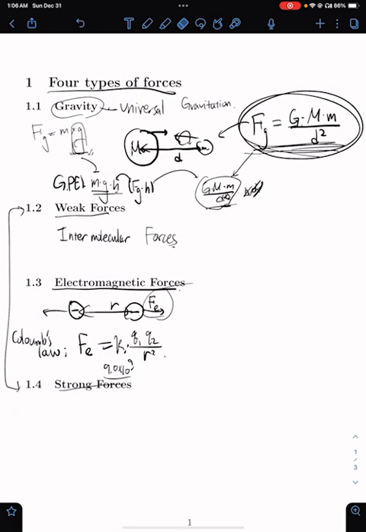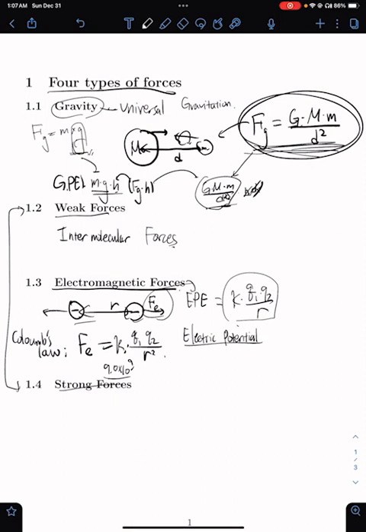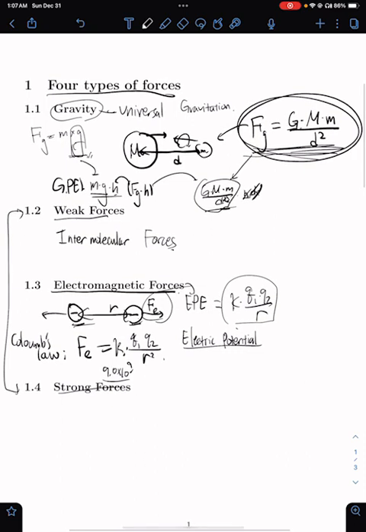So similarly, the potential energy due to the electromagnetic force is K times Q1 times Q2 over R. That's the potential energy if the two electrons are a distance R apart with charges Q1 and Q2. There's something called electric potential, which basically denotes the strength of the electric field due to these electrons.